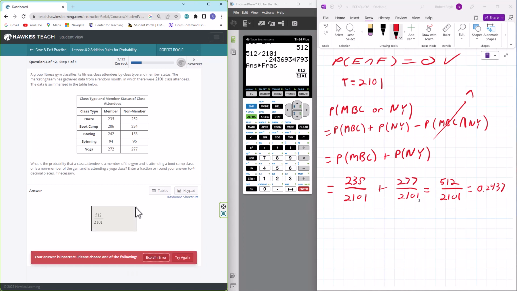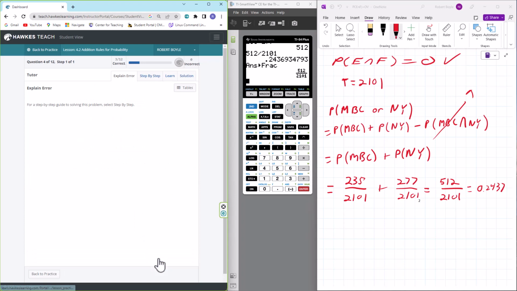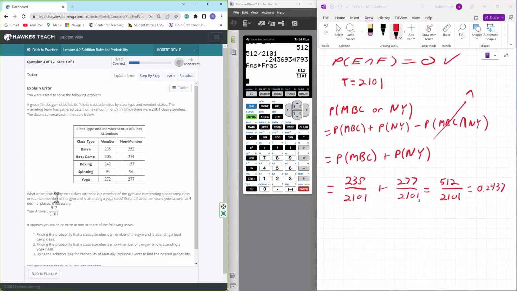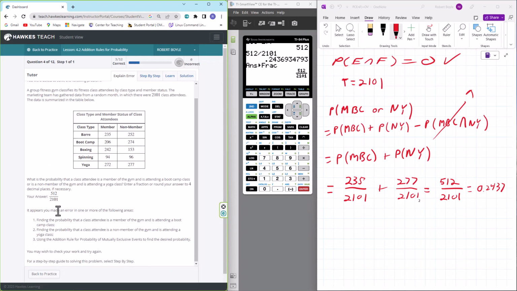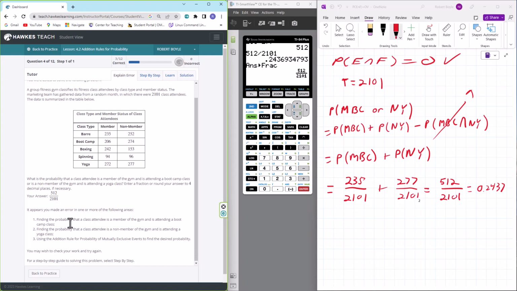What was my mistake? Well, when you get something like this, what you can do is go ahead and hit explain error. And it will go through all that you've done. It tells us what my answer is. It appears I made an error in the following area. Find the probability that a Class NT member is attending boot camp. I did bar class by mistake. That was my mistake. Okay, so I was able to go through here and figure out where my mistake was.